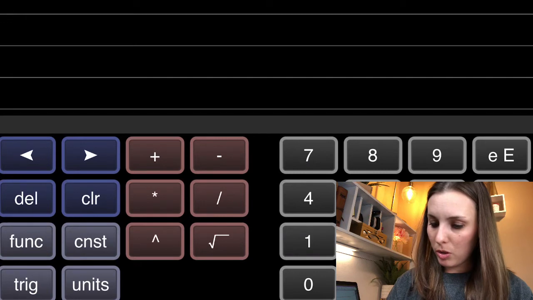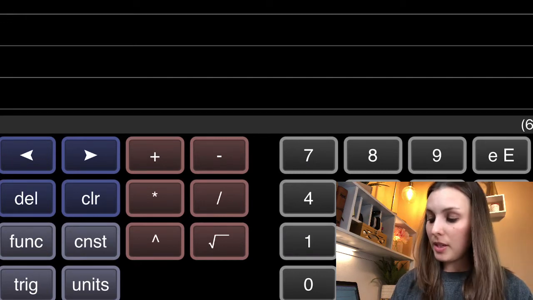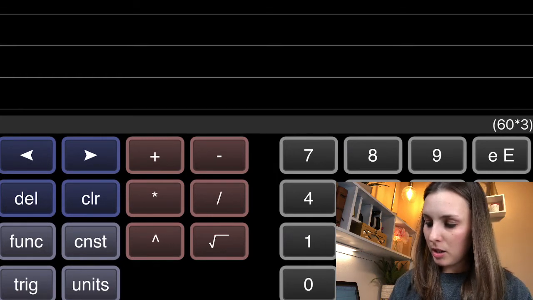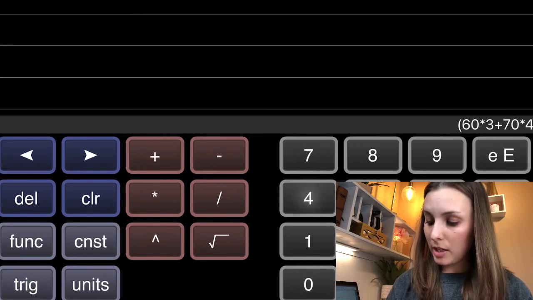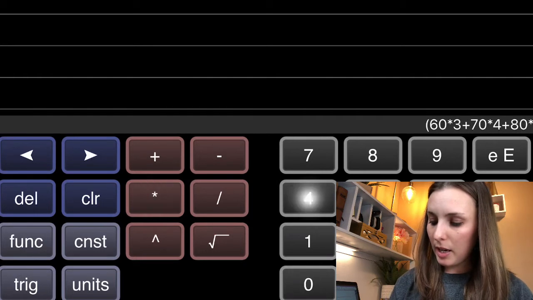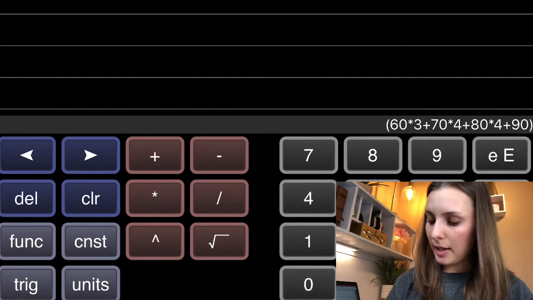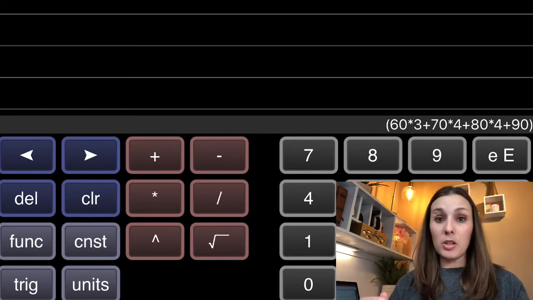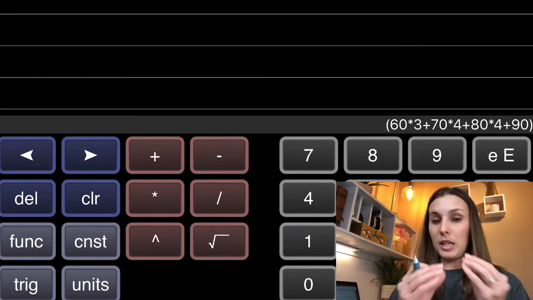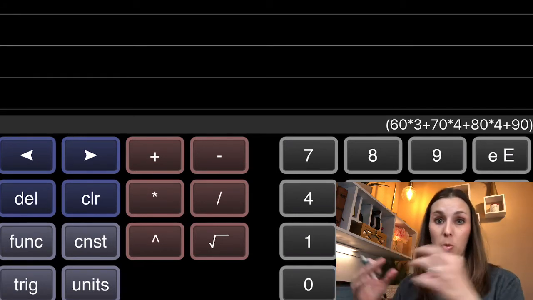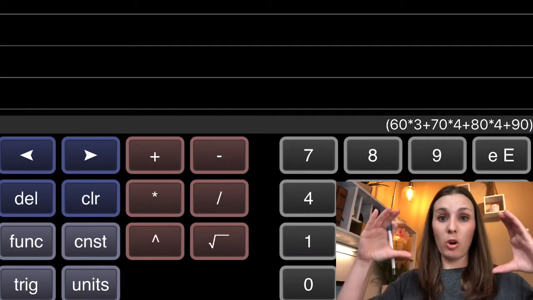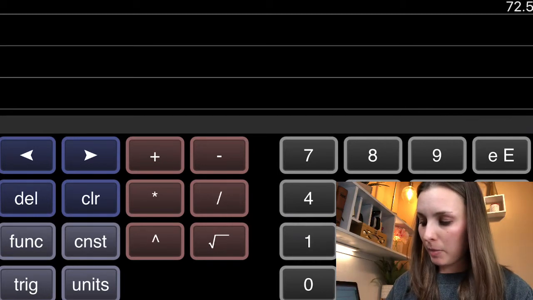We can do, I'm going to do parentheses, 60 times 3, close it. Oh, sorry, don't close it. I was thinking wrong. Plus 70 times 4, plus 80 times 4, plus 90. Now close it. Okay, your calculator will know PEMDAS, so order of operations. So your calculator will know that it needs to multiply those pieces first and then it will add. So I don't need all these extra parentheses in there. I just need the parentheses around the whole numerator. And then I'm dividing by 12.